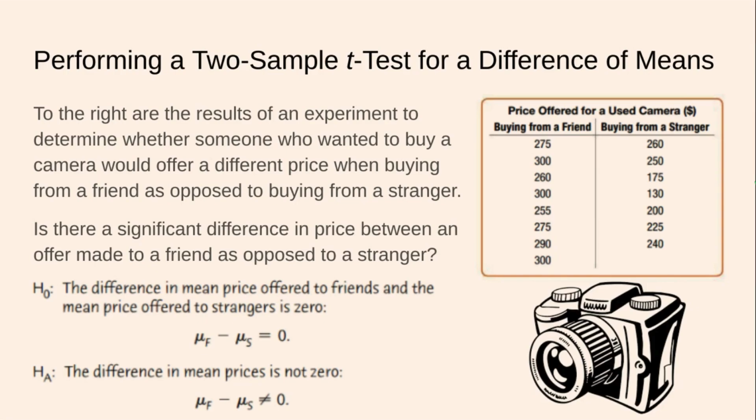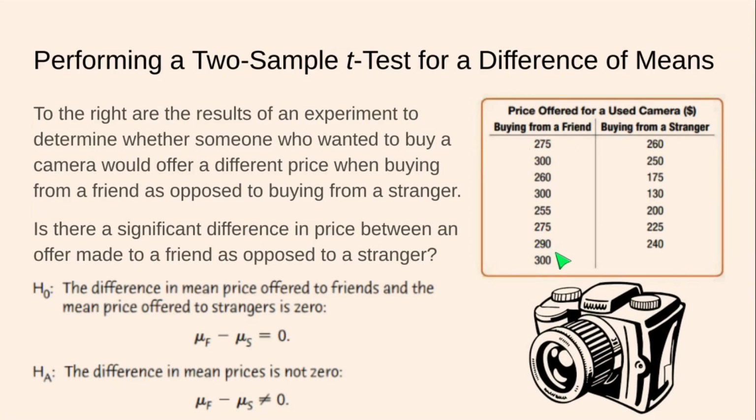So here we go. To the right are results of an experiment to determine whether someone who wanted to buy a camera would offer a different price when buying from a friend as opposed to a stranger. So here's how the experiment worked. You have all of these subjects over here, and some of them were at random asked if someone were offering a price for a used camera and they were buying from a friend. What price would they give for a particular camera? And those are our data values on the left.